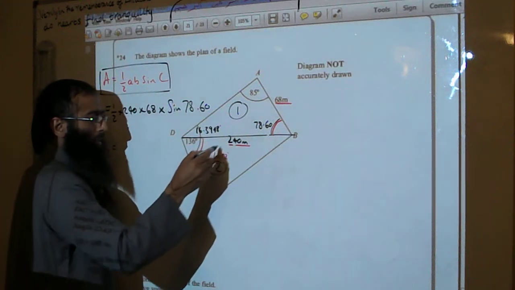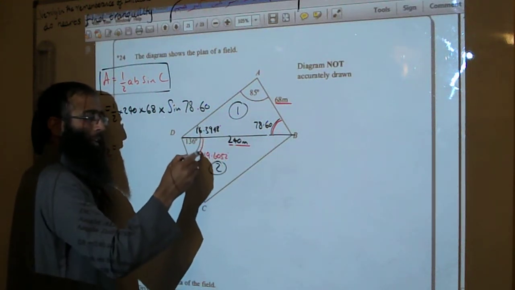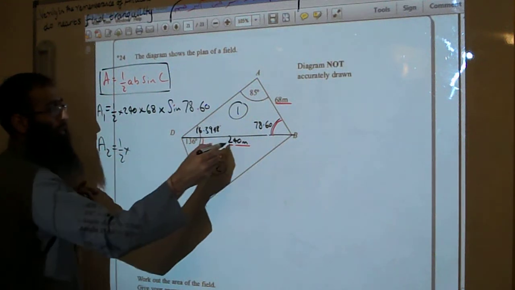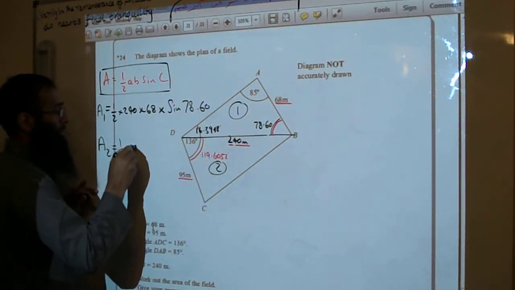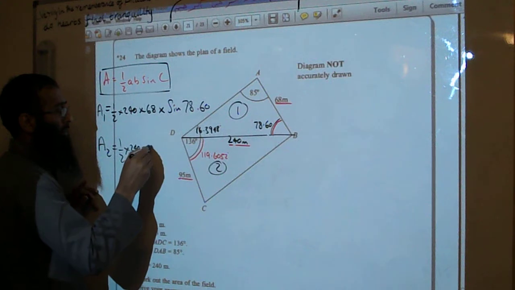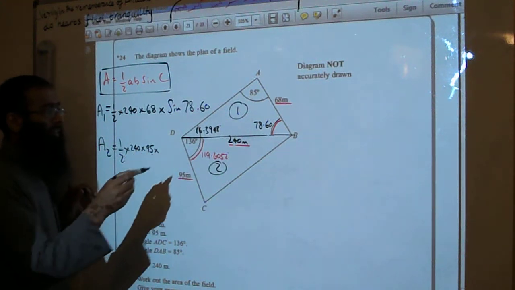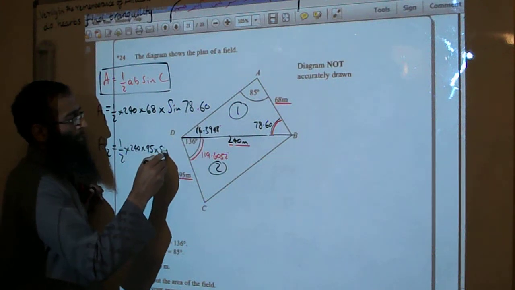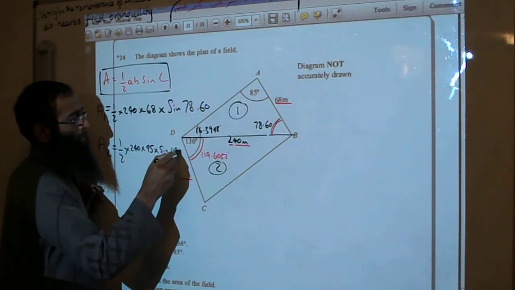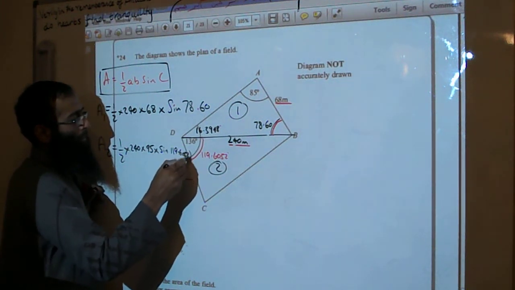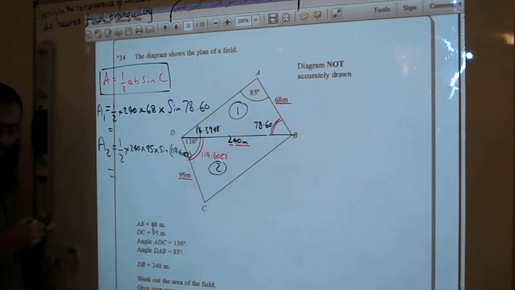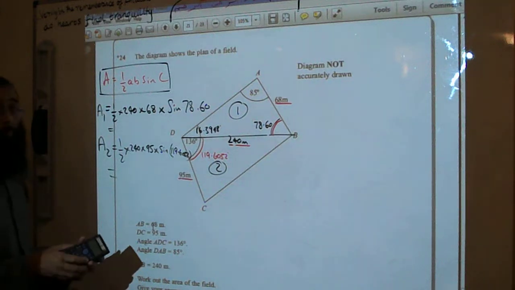Again we have two adjacent sides and the angle in between. So it'll be again half times that times that, times the sin of the angle in between, which is 119.6052. Now we need to work out these two and then add them up, and that will give us the answer.